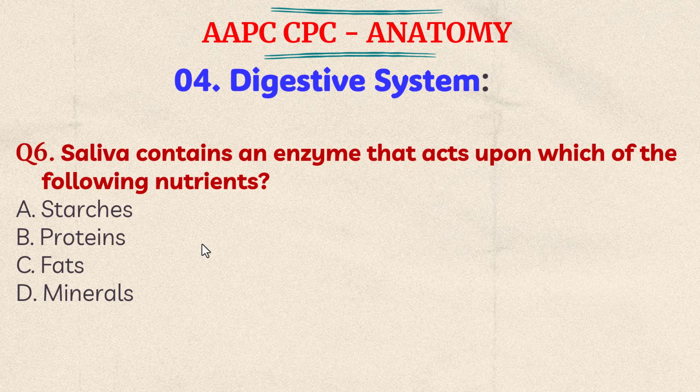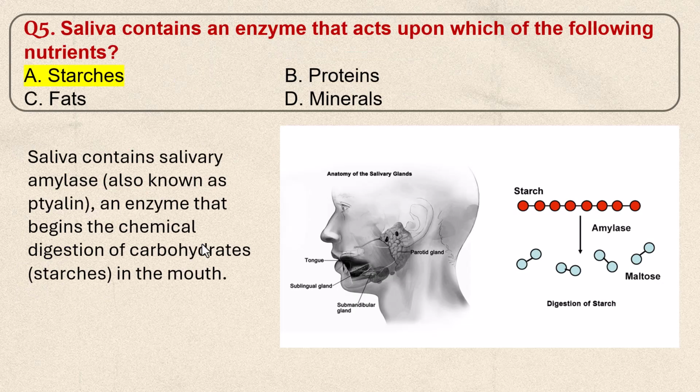Question number 6. Saliva contains an enzyme that acts upon which of the following nutrients? A. Starches. B. Proteins. C. Fats. D. Minerals. Think the answer. The correct answer is A.